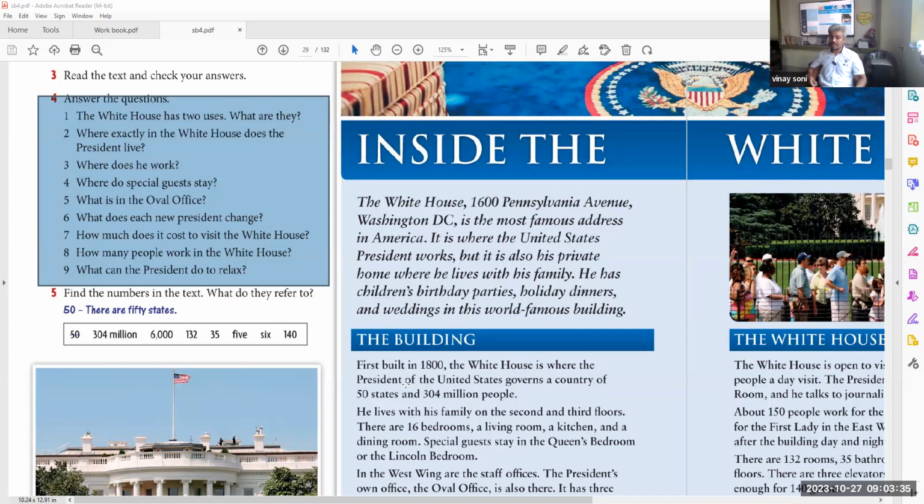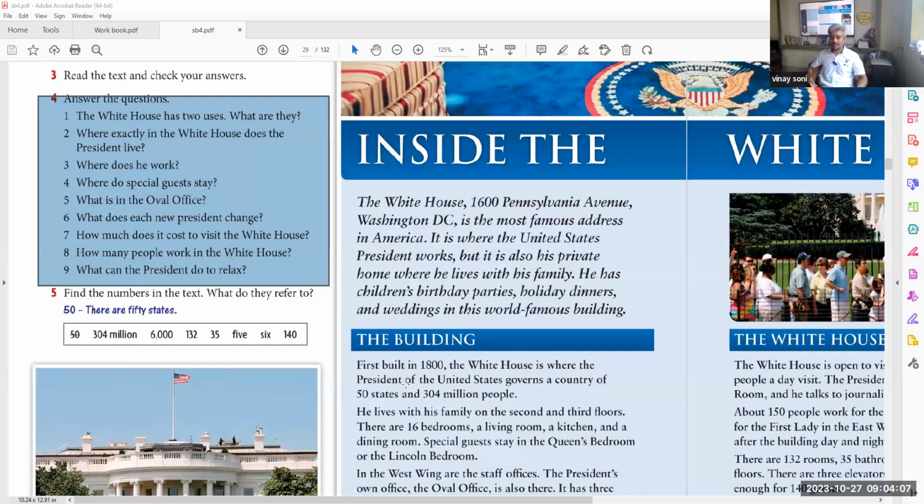He has children's birthday parties, holiday dinners, and weddings in this world famous building. He's so lucky. The US president is so lucky. He celebrates children's birthday parties there. He has holiday dinners there. He has weddings there. Wow. That's the best thing about living in the White House.